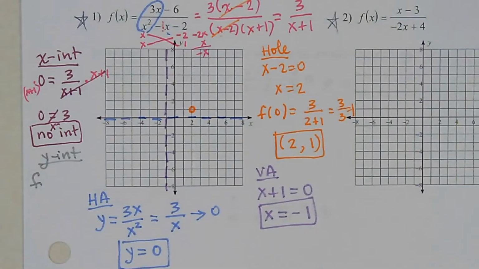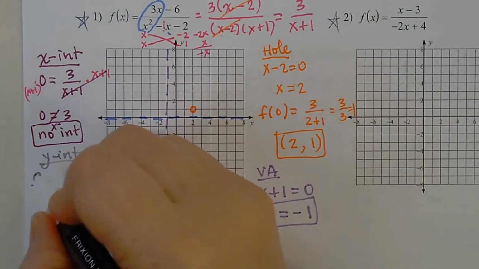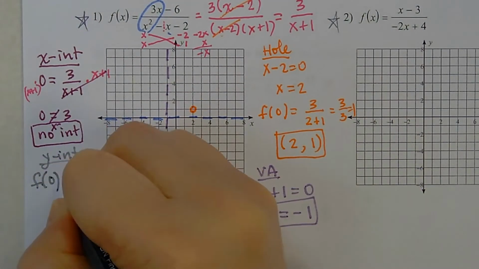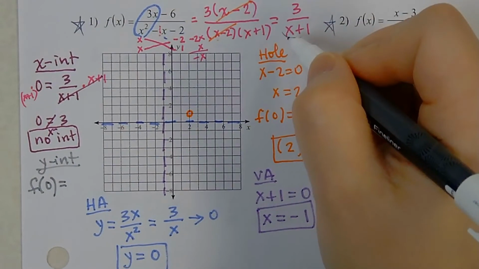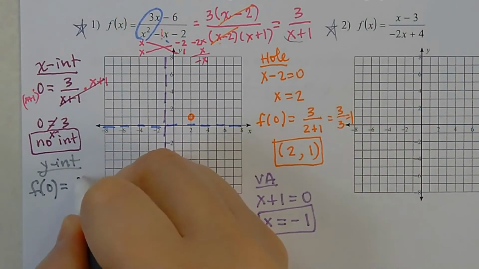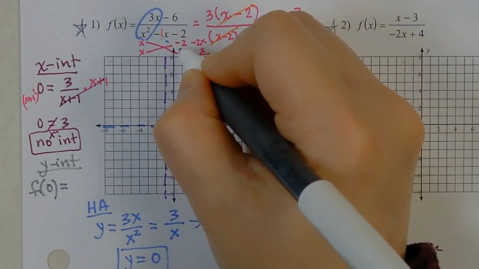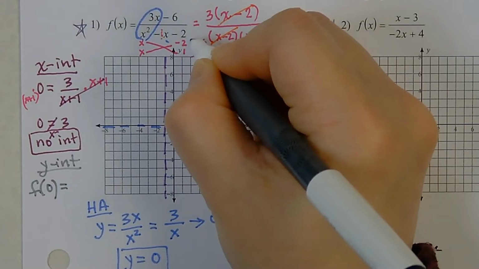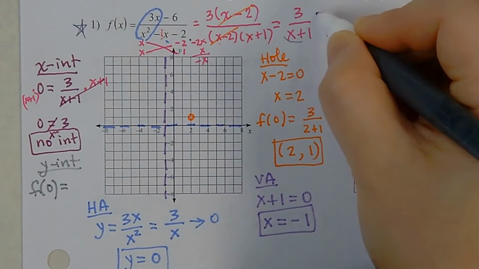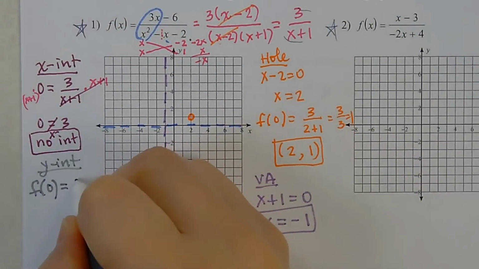Okay, so for the y-intercept, that's when x is equal to 0. Oh dear, sorry, the lights went out. That's when x is equal to 0. So I'm going to use the simplified version. You can use the original too, it doesn't matter. When you plug in 0, you're just going to have -6 over -2 left. Or here it's going to be 3 over 1 left. Either way is the same.